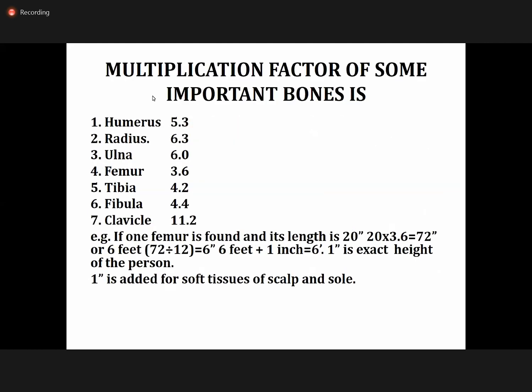These are the multiplication factors of some bones: radius 0.3, femur 3.6, tibia 0.2, 4, and clavicle 11.1. For example, if a femur is found and its length is about 20, you multiply 20 by the factor for femur, 3.6. This comes to approximately 72 inches, or 6 feet. Like we said, add 1 inch for soft tissues and soles, so 6 feet 1 inch would be the exact height of the person. This is how you estimate from a bone the height of the person when he was alive.